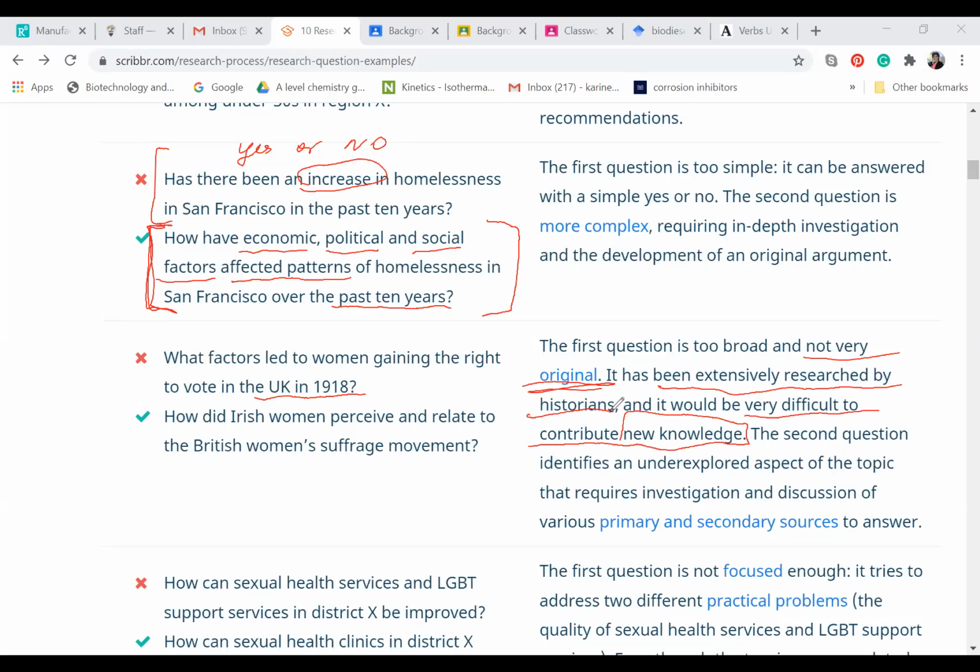Hence, what these people do, they did not look at UK and females gaining right. They are looking at a very specific part. How did Irish women perceive and relate to the British women's suffrage movement? So you are changing the problem, you are narrowing down. This time now you are looking how Irish women contributed or did not, because it says relate to the British woman. So this is kind of unexplored aspect of a topic.